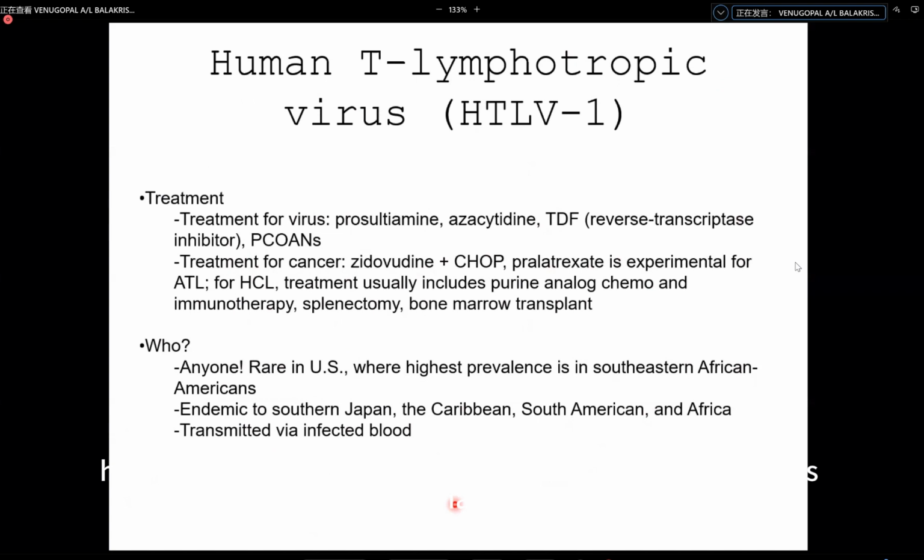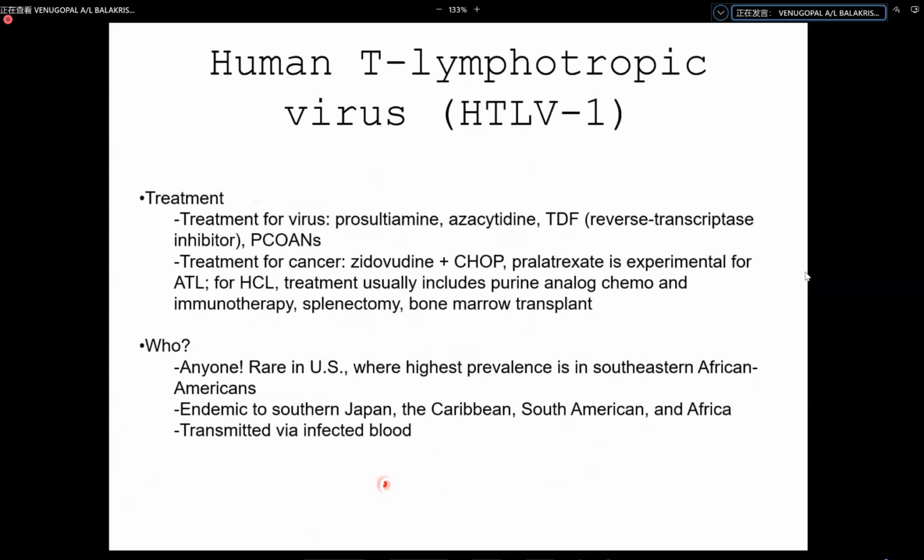So human T lymphotropic virus, the same thing. So what is the treatment for the virus? They have prostamine as a cytidine, and TDF, and other treatment plans are also available, even immunotherapy, splenectomy, which is surgery, bone marrow transplant, and so on.